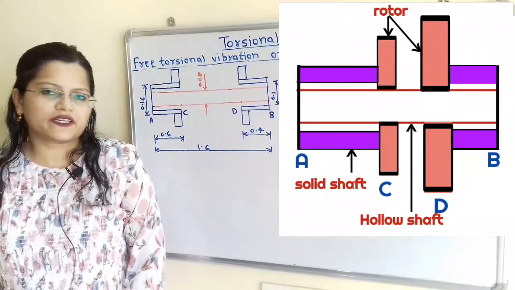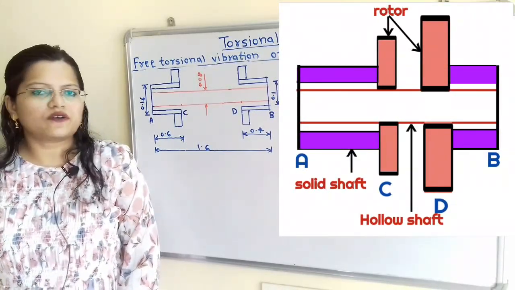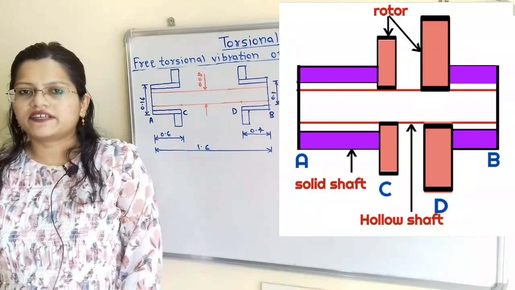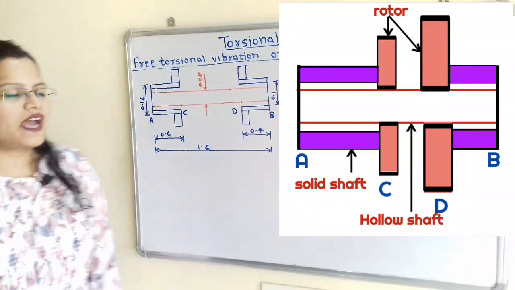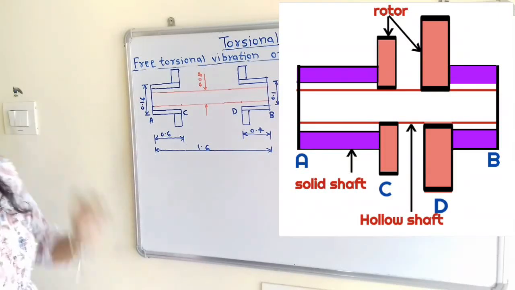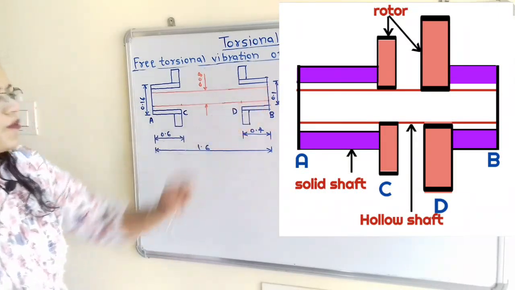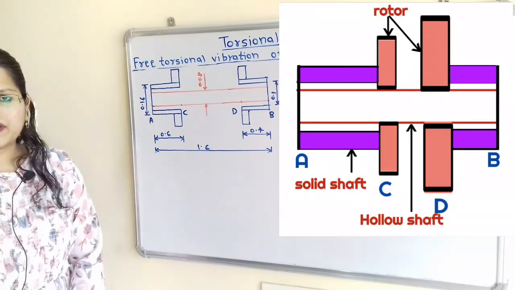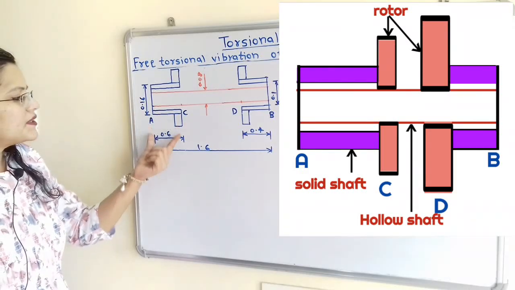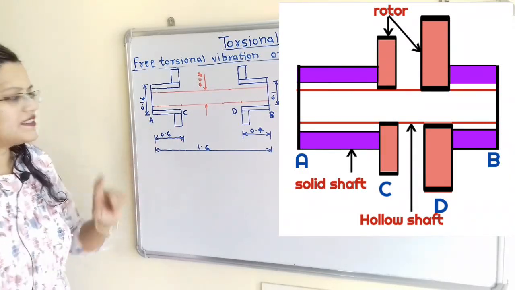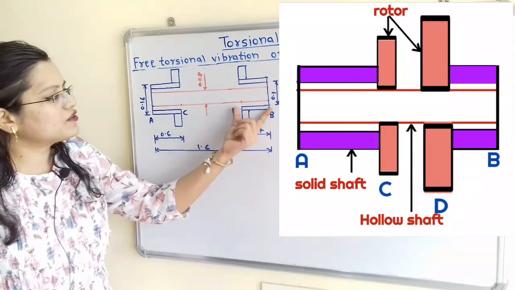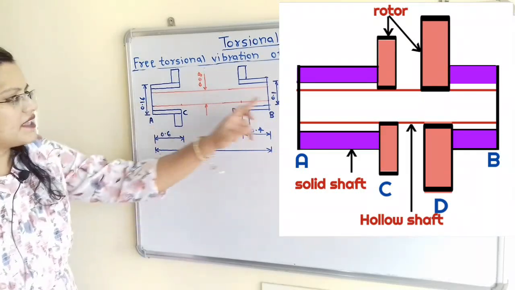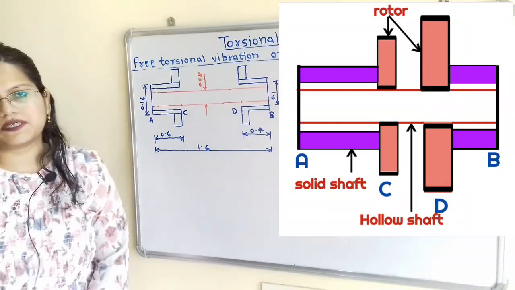Let us understand the given question. At the two ends of the hollow shaft, at A and B, the solid shaft is connected rigidly. Now the diagram is given, and for the solid shaft, the outer diameter is 0.16 meter and the inner diameter is 0.1 meter. For the hollow shaft, the diameter is given as 0.08 meter. At the end A, the length of the solid shaft is 0.6 meter, and at the end B, the length of the solid shaft is 0.4 meter, and the whole length of the hollow shaft is given as 1.6 meter.